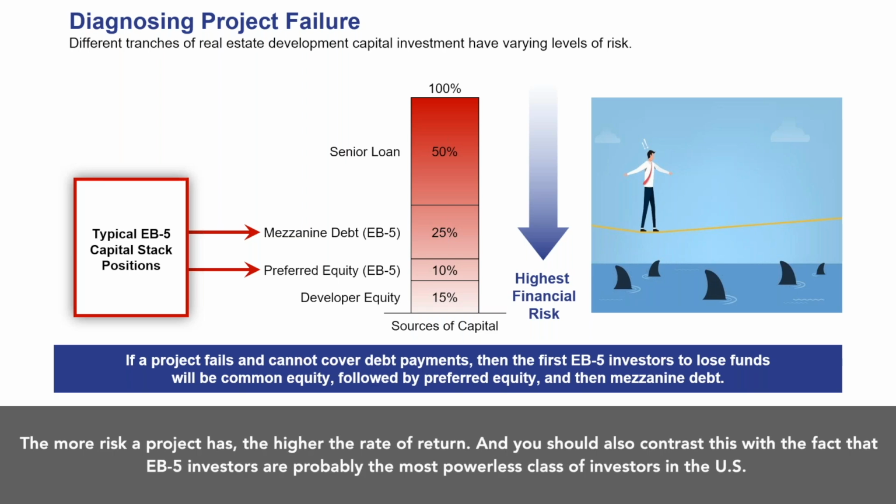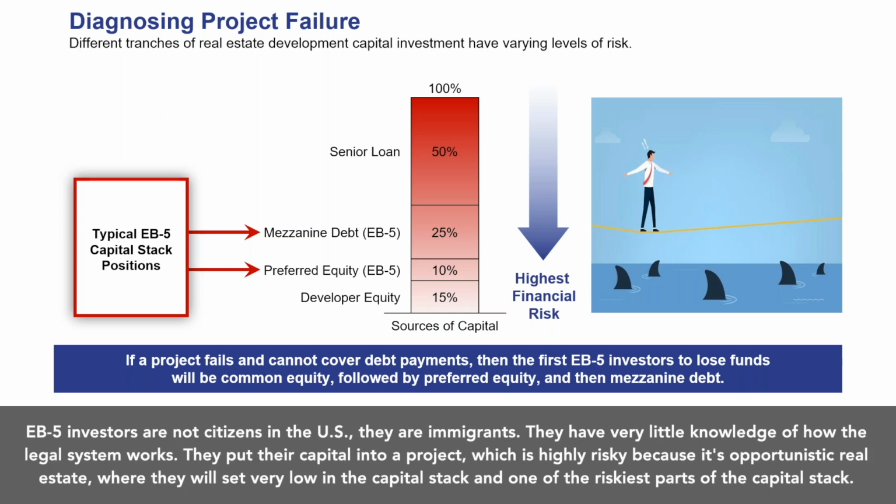The more risk a project has, the higher the rate of return. And you should also contrast this with the fact that EB5 investors are probably the most powerless class of investors in the US. EB5 investors are not citizens in the US. They are immigrants. They have very little knowledge of how the legal system works.